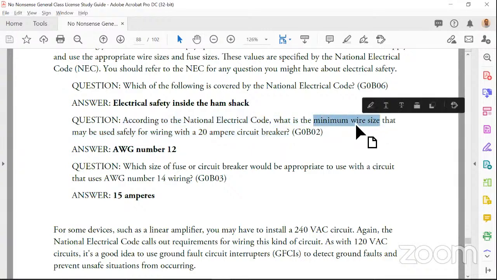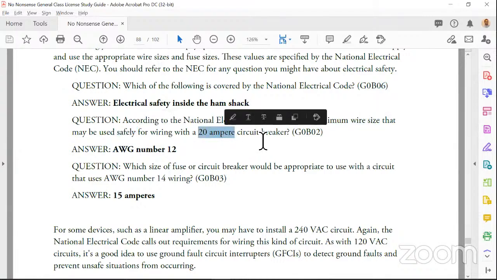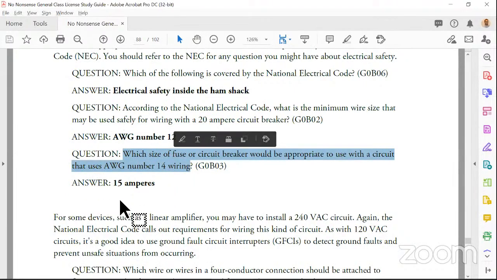So as we learned last class, we're doing American exams, so we measure wire in sizes according to AWG, American Wire Gauge. So therefore the answer will be AWG with some number. So what is the minimum wire size that will be used safely for wiring with a 20 amp circuit breaker? So we learned the last class that for 20 amp, we need to have a 12 gauge, or AWG number 12 for 20 amperes. Next one, similar question.